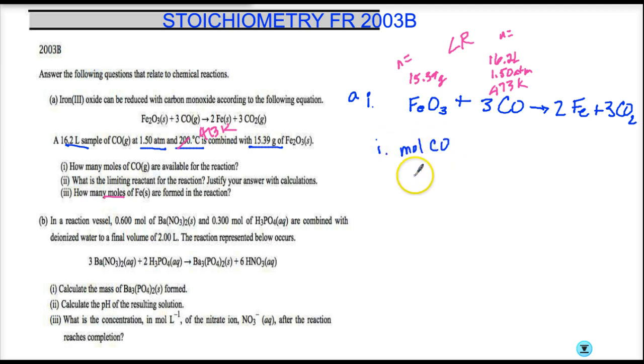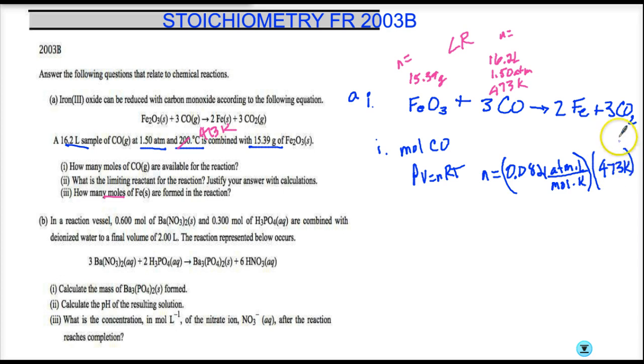And so you're going to say PV equals nRT, and n is equal to, I need my R, 0.0821 atm liters per mole Kelvin, times my temperature in Kelvin.